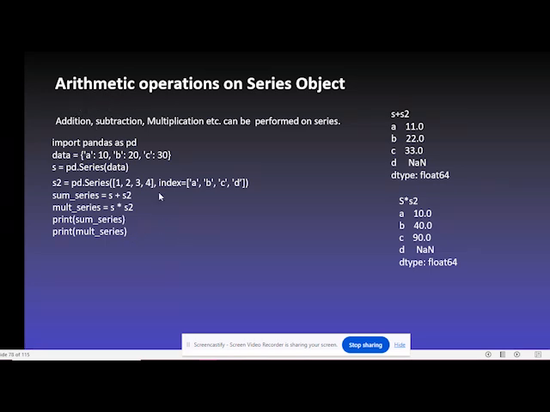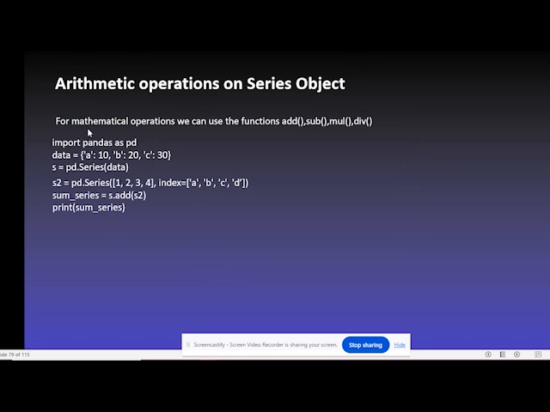This is how we do arithmetic operations on series objects. The operation takes place at the matching index and missing values will be filled with NaN. Now for mathematical operations, we can use the functions add, sub, mul or div. These functions can also be used. How to use the function?